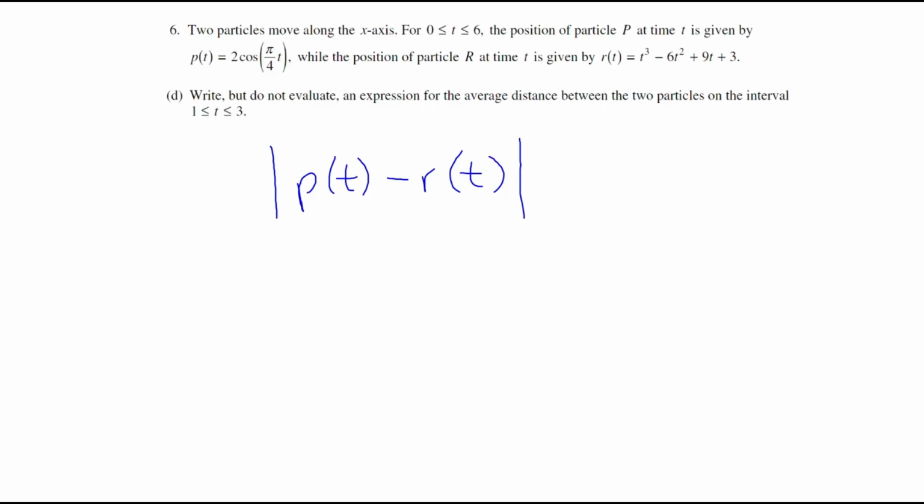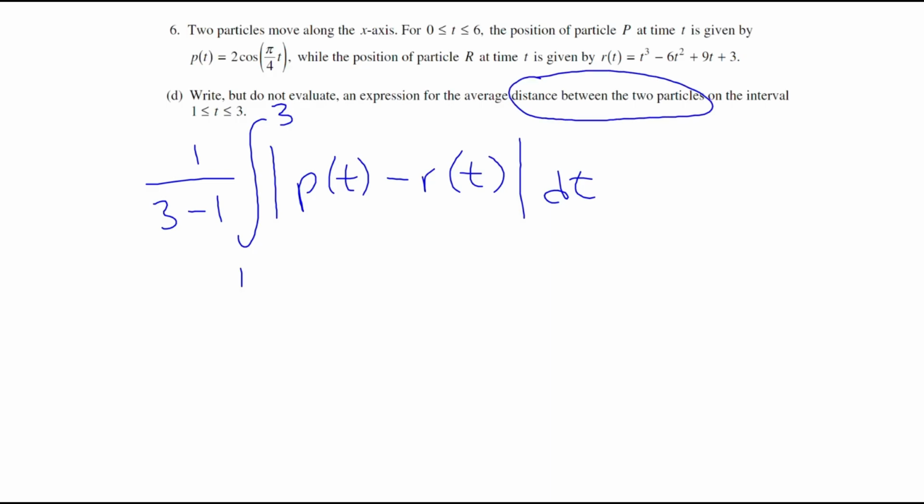And if we want the average of that distance, well, then we just need to do an integral from 1 to 3, since that's the interval we're talking about, with a dt out here, with a 1 over 3 minus 1 in front. This is just the mean value theorem for integrals, right? 1 over b minus a times the integral from a to b of the function. And the function we wanted was a function that represents the distance between the two particles, which is just their positions minus each other.